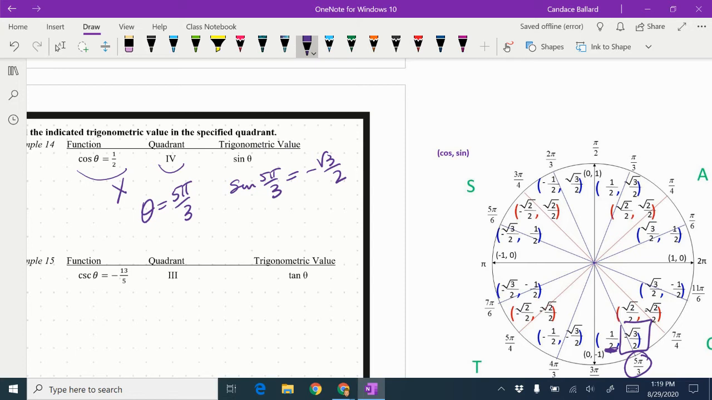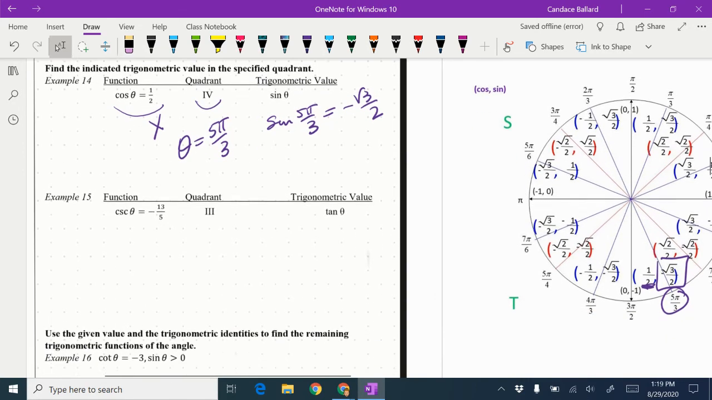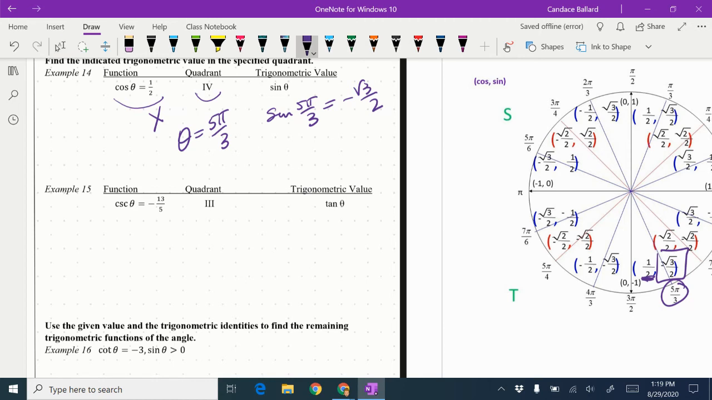The next one is a little bit different. I would probably use triangles to see if I can figure this one out. So I'm going to draw this. I know I need a triangle in quadrant 3 because that's where they told me it was. This is my reference angle. I know cosecant is the hypotenuse over the opposite. So I'm going to label opposite, adjacent, hypotenuse so I don't mess that up. The hypotenuse is positive 13 because the hypotenuse can't be negative. So this has to be negative 5.